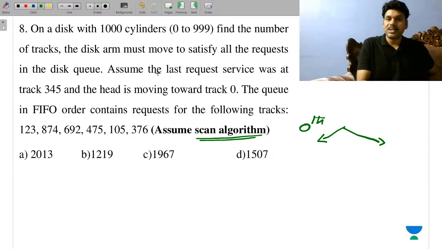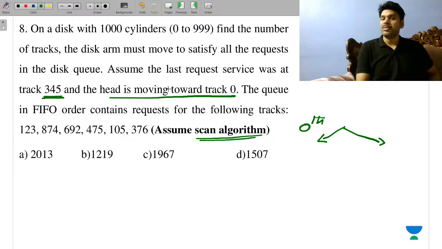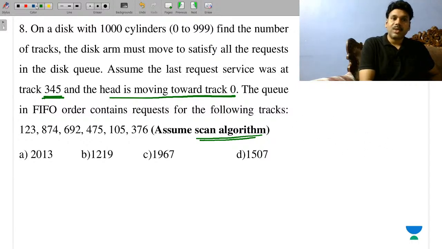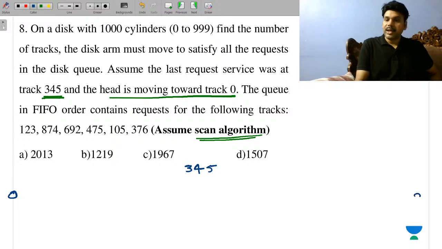First of all, let us understand. The last service was made at 345 and the head is moving towards track 0. That means it is moving towards the left-hand side only. Therefore, we start to move the head from the left-hand side because we got the answer. Now let us see the scan algorithm. Right now it is at 345. Let us write 0 to 999 cylinders. Total 1000 cylinders are there.